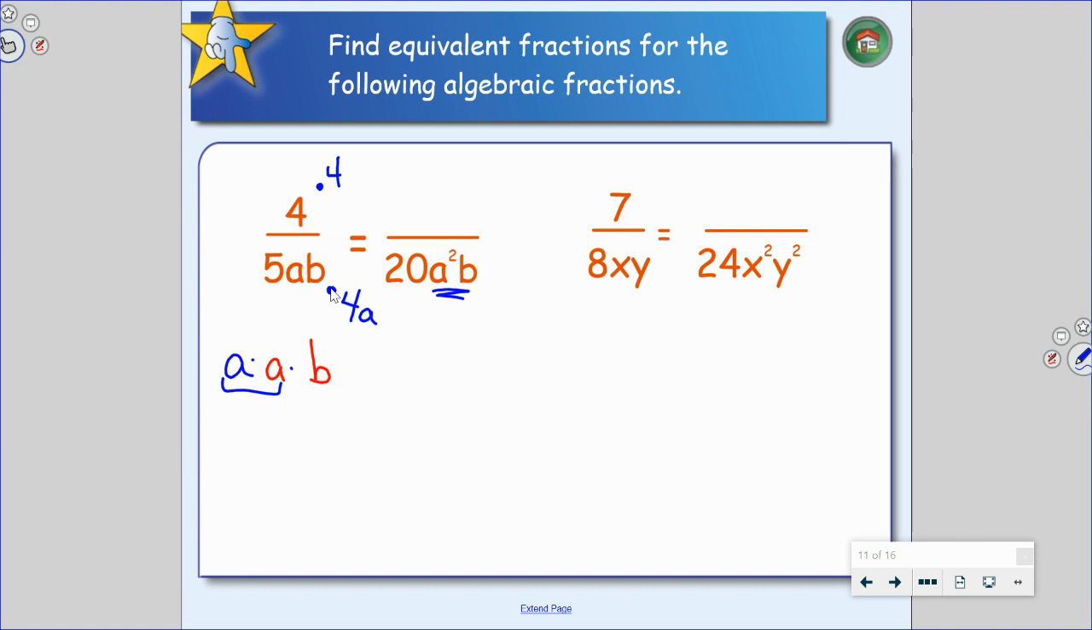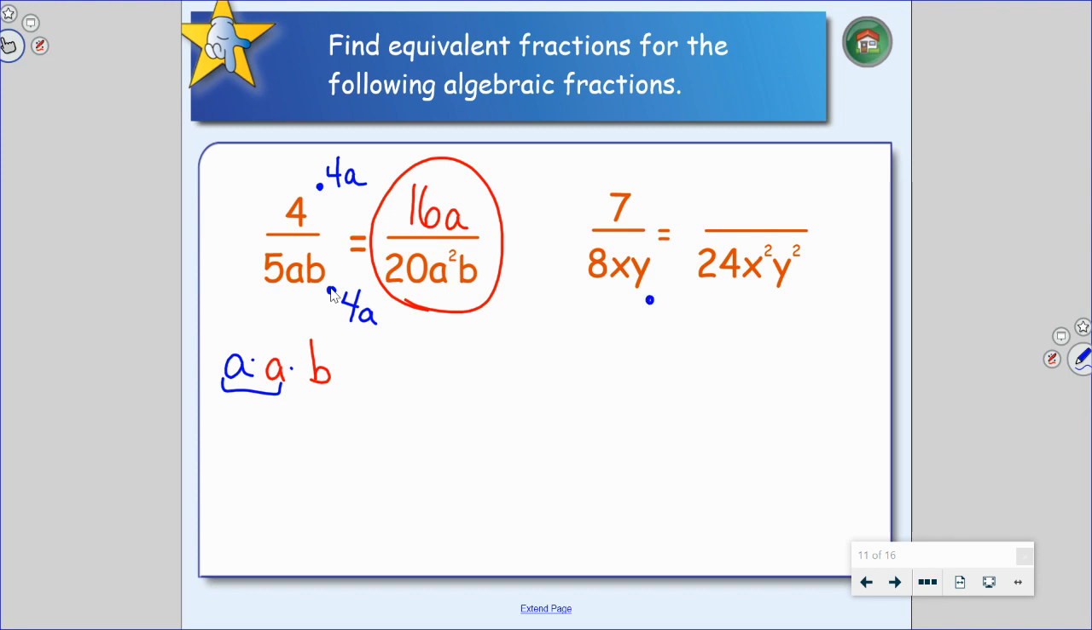All right, so if we multiply the denominator by 4a, we must be fair to the numerator. Let's check this out. 4 times 4a, 4 times 4 is 16 with a single a. You're welcome to write the 1 up there if you wish. You don't have to. But in this case, ladies and gents, we have now found an equivalent fraction to 4 over 5ab. Let's see if you can continue on with the next part. If you wish, pause your video and come on back when you are ready.